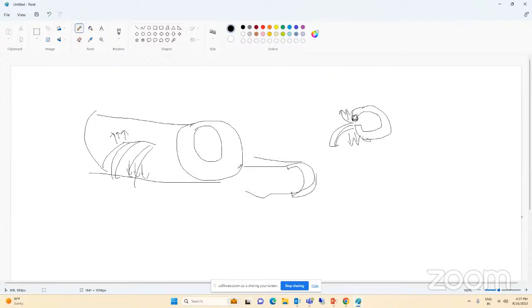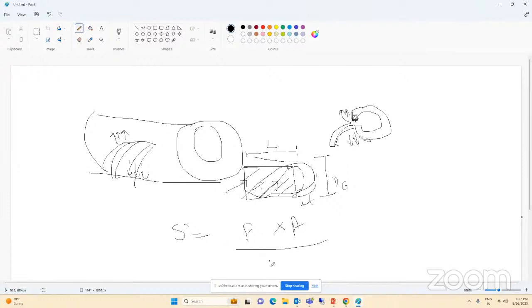So if this is the rectangle, this is the area it's acting, and this will be the length, and this will be the diameter. The force is acting over here, and this will be the thickness. So stress is equal to P into area divided by resistance load.